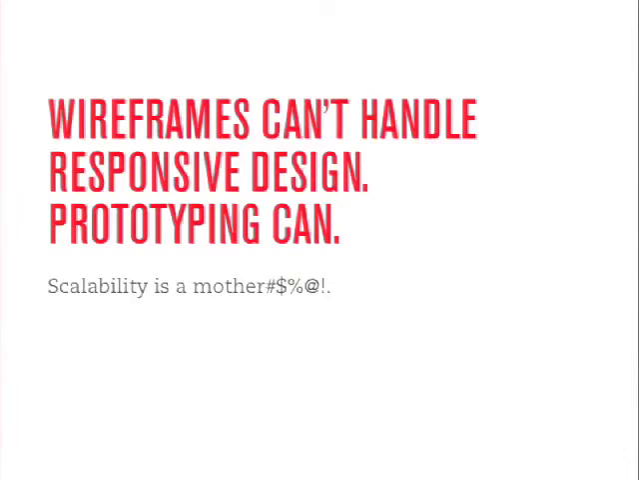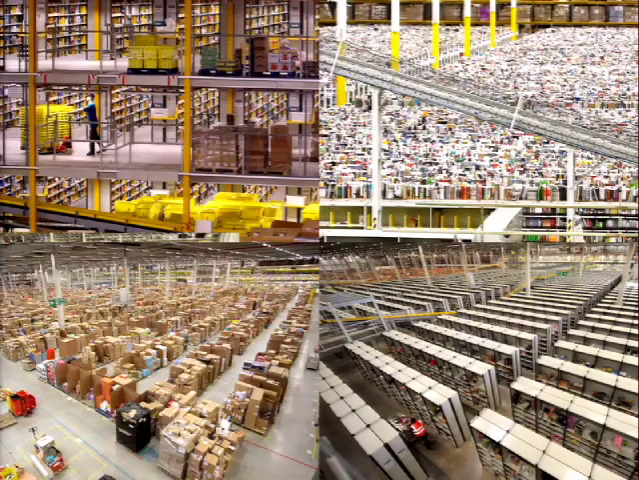So, wireframes can't handle responsive design. That's a bold statement, but a major pain when it comes to responsive design projects is scalability. These are photos inside one of Amazon.com's warehouses, and they're a quintessential example of economies of scale. Wikipedia defines economies of scale as the cost advantages that enterprises obtain due to size, with cost per unit of output generally decreasing with increasing scale as fixed costs are spread out over more units of output. So what the hell does that have to do with web development? Basically, the more components you have, the more a tiny change is going to add up.